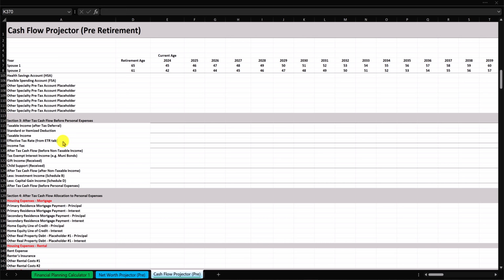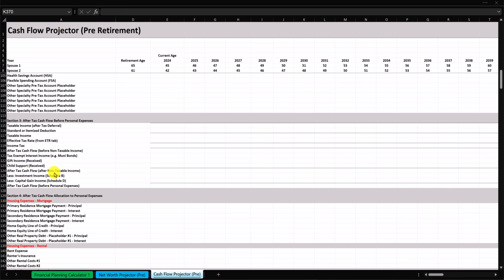So then when we take our taxable income after the tax deferral from up here and we subtract off our income tax, we're going to get our after-tax cash flow before considering non-taxable income. Now, examples of non-taxable income can include tax-exempt interest income, for example, from municipal bonds, gift income that you receive, child support that you receive, and when we add those non-taxable income items in, we arrive at an after-tax cash flow after considering non-taxable income.